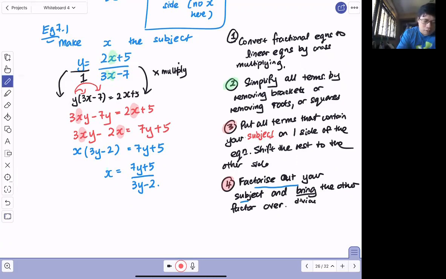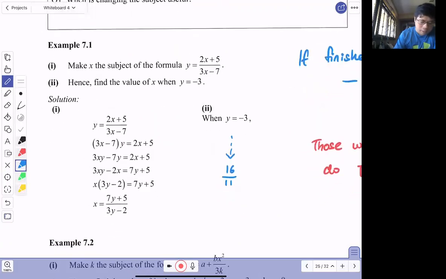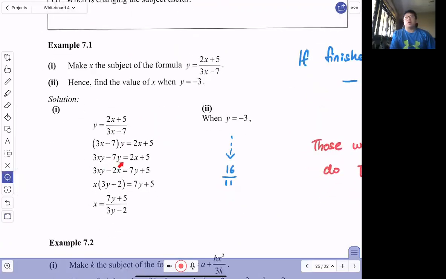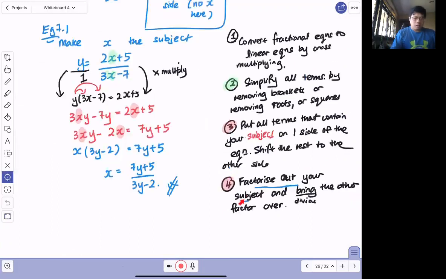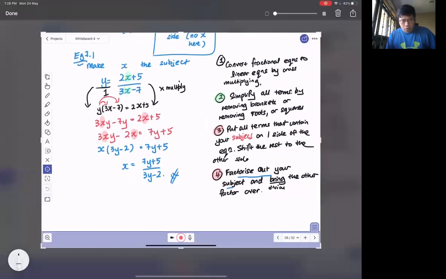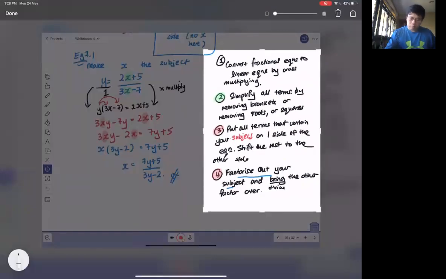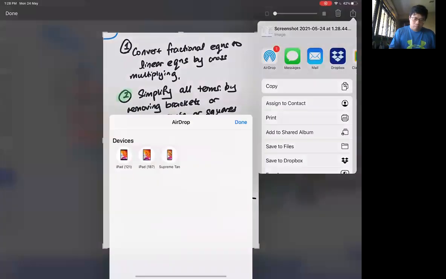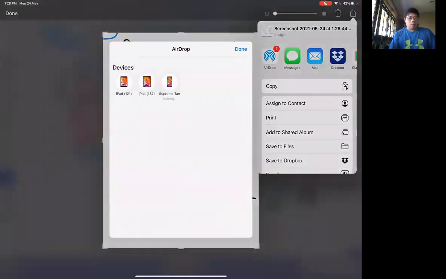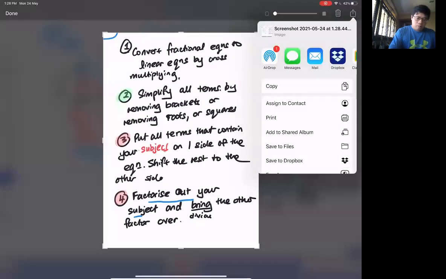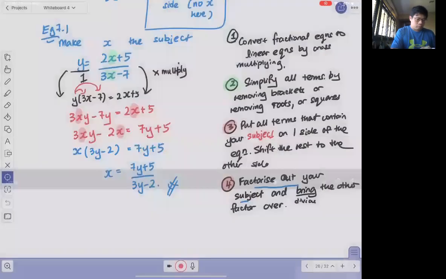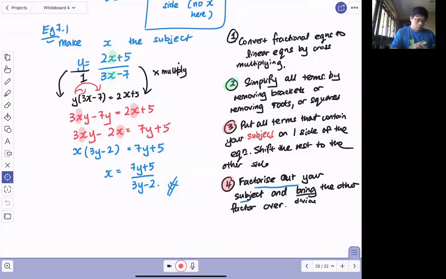Okay, so from here, you can see that we are done. So back to 7.1, you can see what I'm doing here. I'm applying all the different tips. Maybe I'll just keep the tips here. I'll just take a photo and screenshot to you all, in case you all need now.